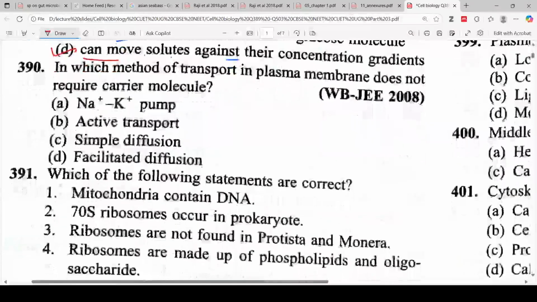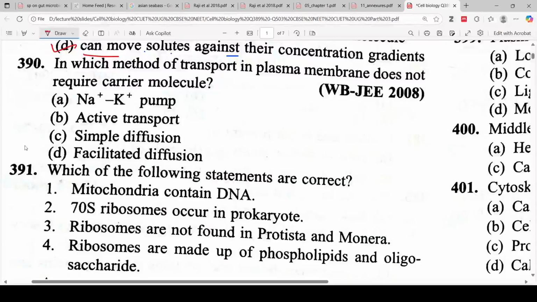Next question, number 319. In which method of transport in plasma membrane does not require carrier molecules? Option A, sodium potassium pump. Option B, active transport. Option C, simple diffusion. Option D, facilitated diffusion. So the correct answer is option C, simple diffusion.